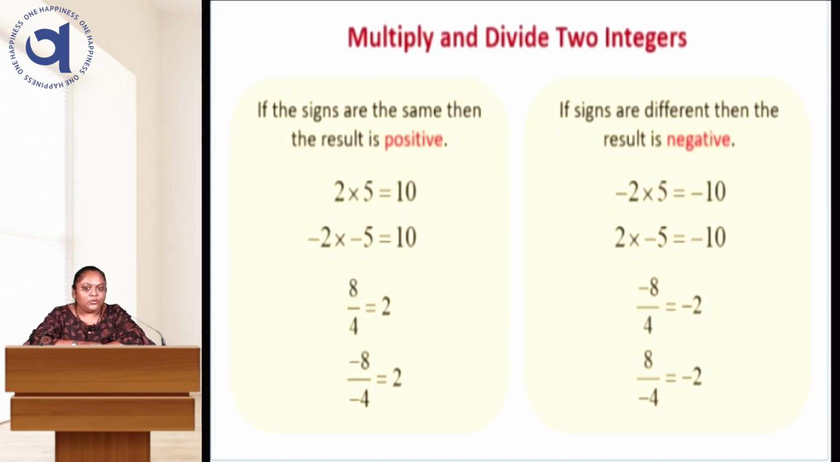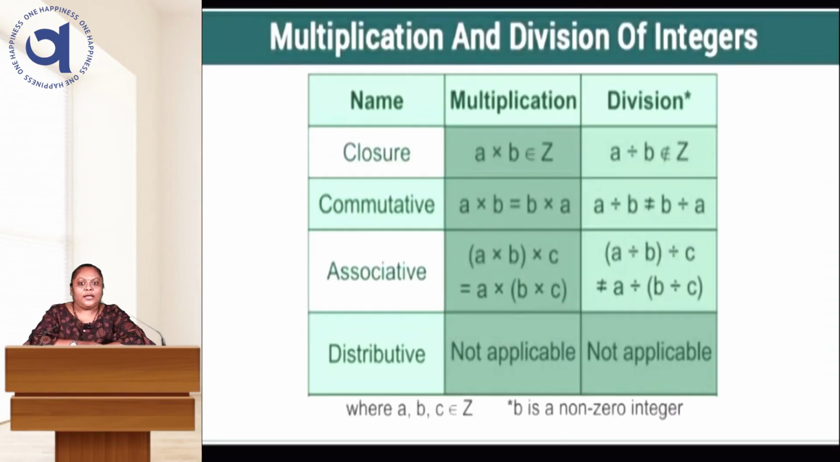So, you have to keep it in your mind that if the signs are same, then the result is positive. If the signs are different, then the result is negative. So, 2 multiplied by 5 is 10 and minus 2 multiplied by 5 is minus 10. You have to follow these rules, because without the rules, integers cannot be handled properly. So, you have to follow all the rules which I have explained. Multiplication and division of two integers follow the same rules.